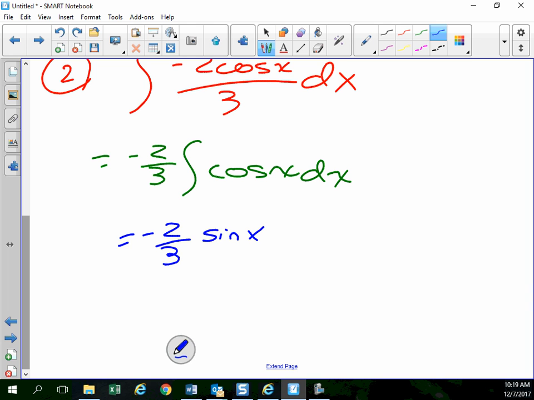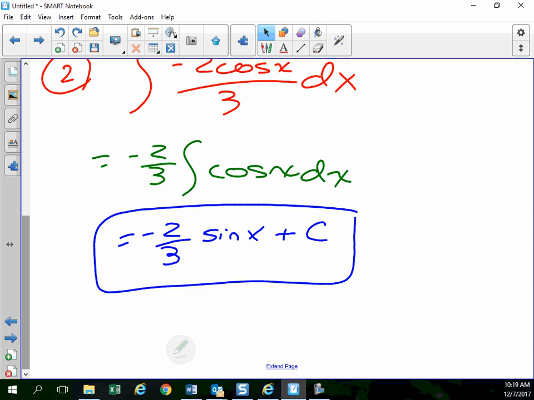And I always check myself. The derivative of sine is cosine. I'm good. And am I done? Here we go. Negative 2/3 sine x plus c. The derivative of sine is cosine, so I'm good.